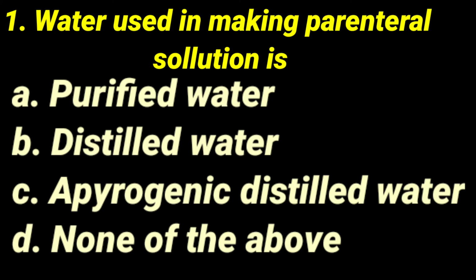Parenteral solution: there are two different types of routes of administration, one is enteral and another one is parenteral. Parenteral means other than oral route, so it should be injected, so the dosage form should be free from pyrogen. Here purified water, distilled water, apyrogenic distilled water. The distilled water should be free from pyrogen. So the correct answer will be apyrogenic distilled water.